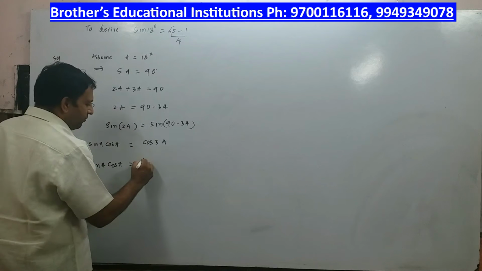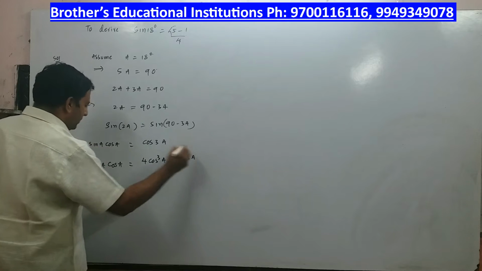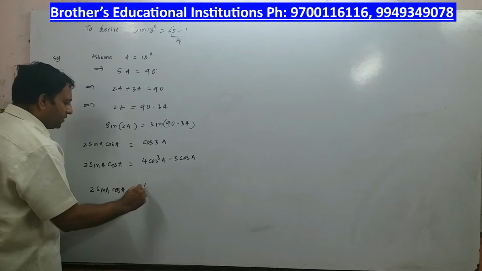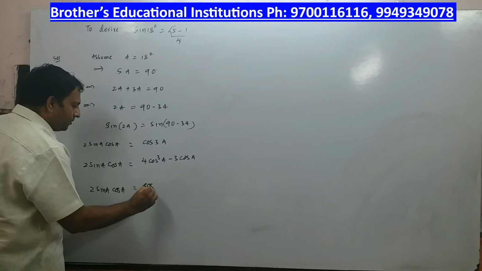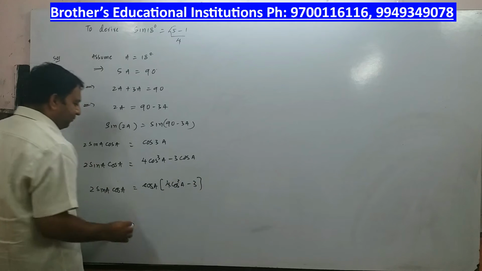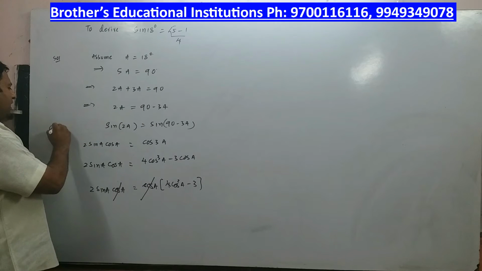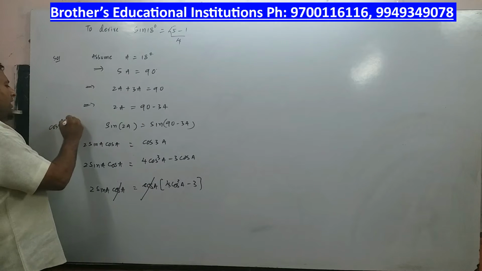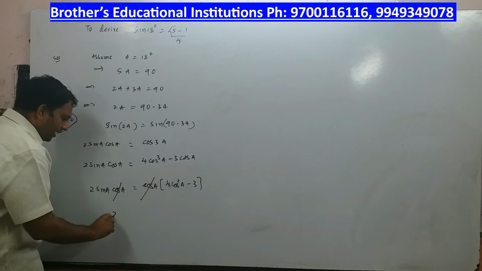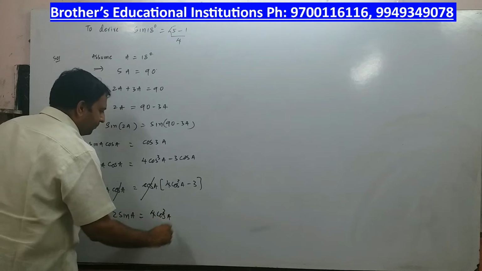In the previous video I have given the formula to you. It is 4 cos cube A minus 3 cos A. 2 sine A cos A is equal to, I will take cos A common, 4 cos square A minus 3. Cos A and cos A can be cancelled because A is 18 degrees and definitely cos 18 is not equal to 0. Is it not? Cos 90 is 0. So you can cancel these two things. Now I write 2 sine A is equal to 4 cos square A minus 3.